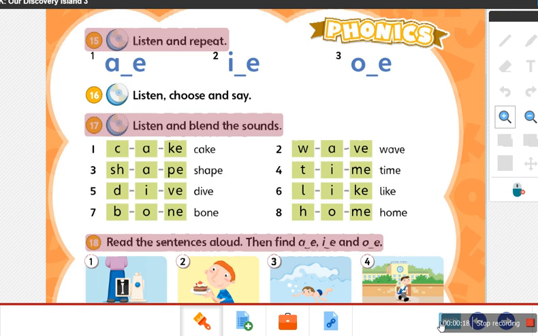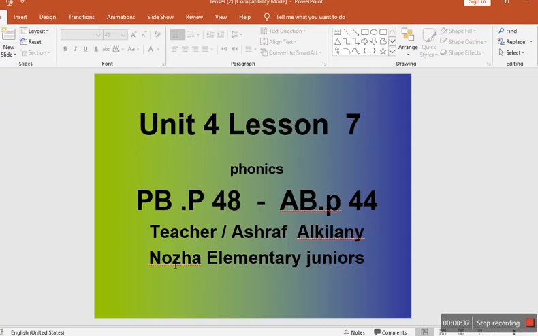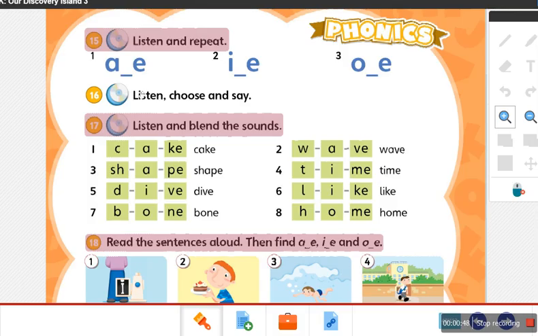Our lesson today is going to be about Unit 4, Lesson 7, which is phonics. In this lesson, we are going to study long vowels. So let's have a look at this PowerPoint slide. Unit 4, Lesson 7, which is phonics. You will find it on page 48 in your pupils book and 44 in your activity book. So our lesson today is mainly about long vowels.